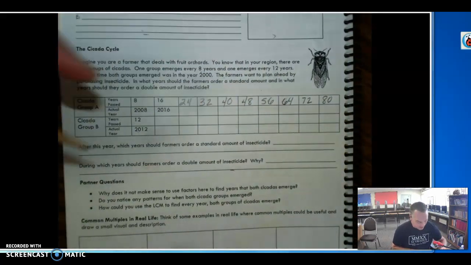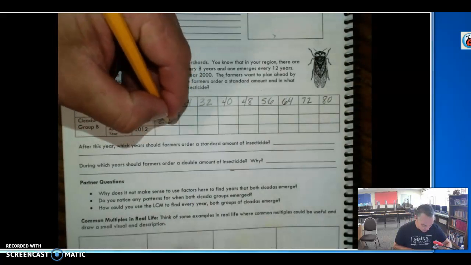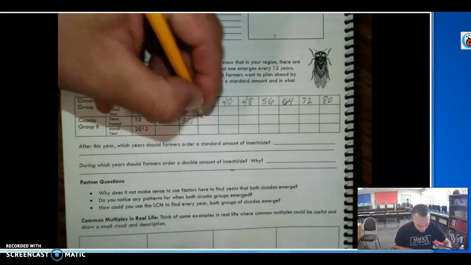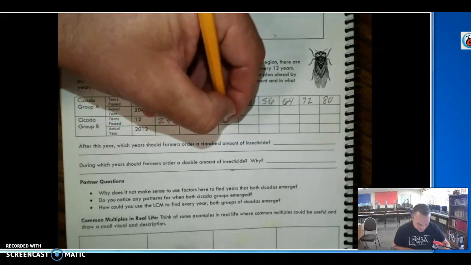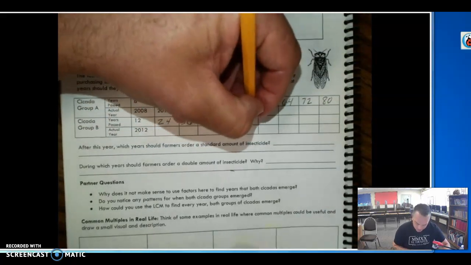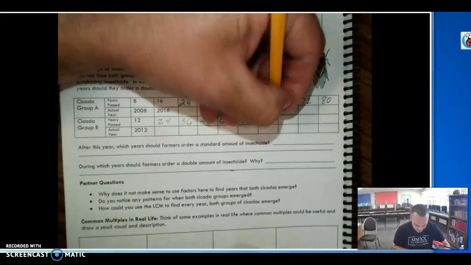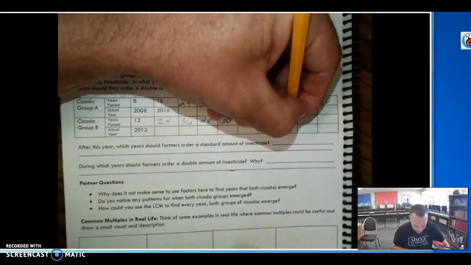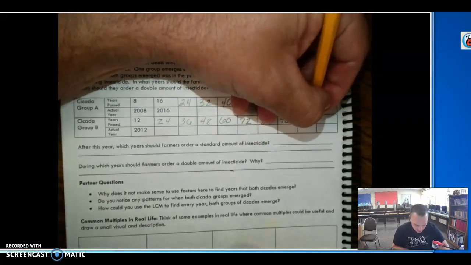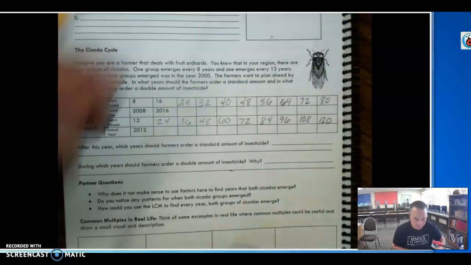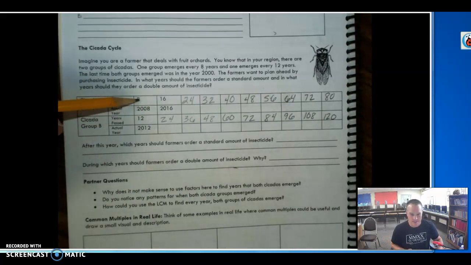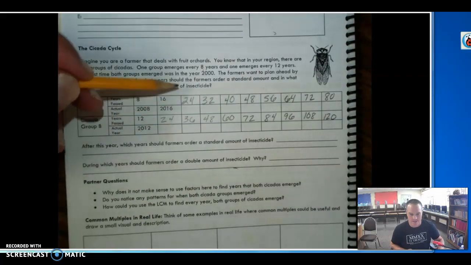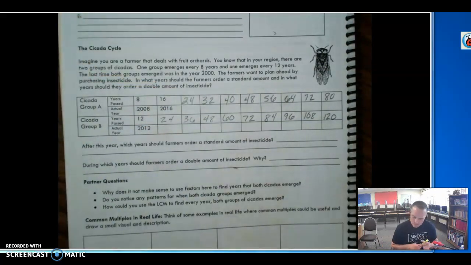And then we're going to skip count by 12s, right? So 12, 24, 36, 48, 60, 72, 84, 96, 108, and 120. Okay, so now these are going to go blank because these are going to be the same thing. This is 8, 2008, 16, 2016, 24, 2024. We're going to highlight the ones that are the same.